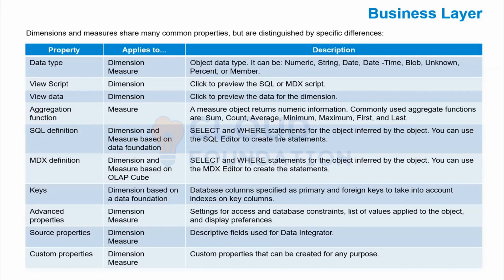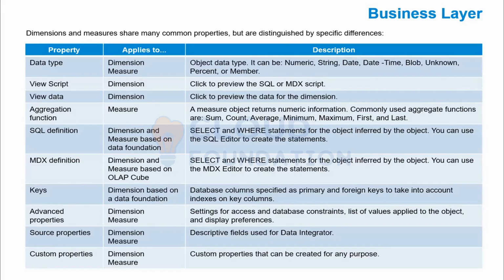SQL definitions. We can use select and where statements and we can use some formulas to create the objects if required. We can also put the keys. If it is a primary key, it will improve the query performance. If there are any primary keys and we are creating objects for that, we can set it as a key, which will be useful for indexing and fetching for our report. It is useful because it will improve the performance of the report.